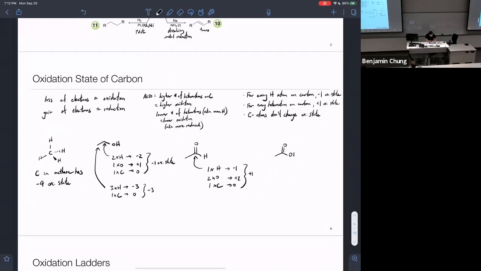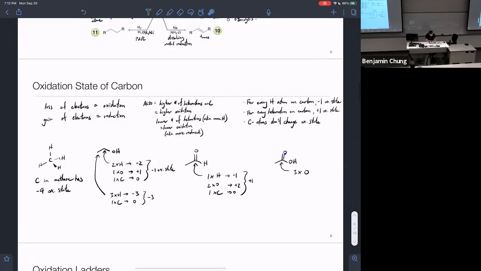And then finally, carboxylic acid. We have 1, 2, 3 with neighboring oxygens, and then 1 carbon right there. So that's +3, and 0 to give us +3 overall.